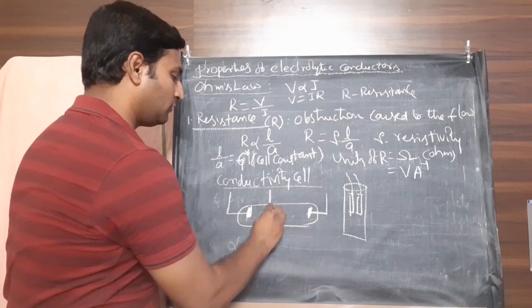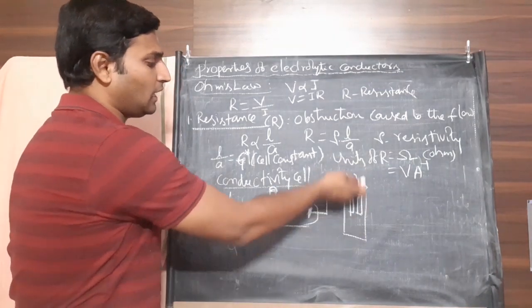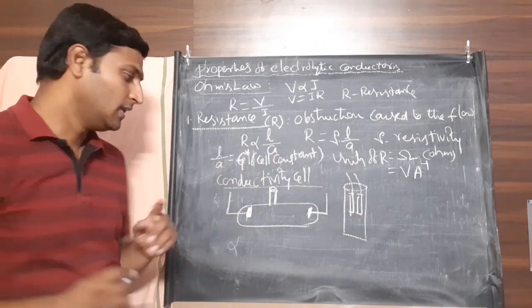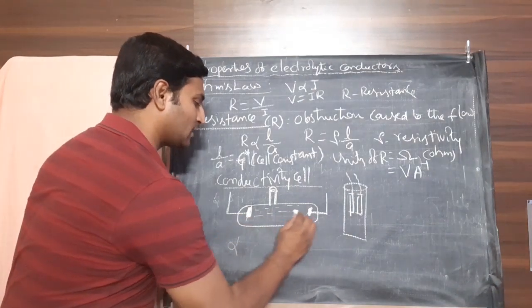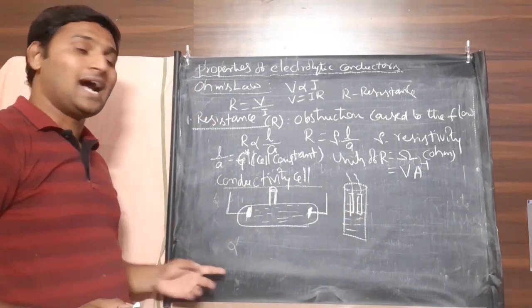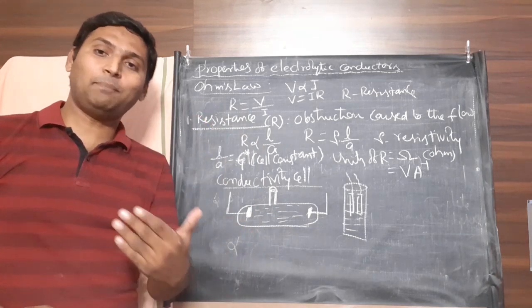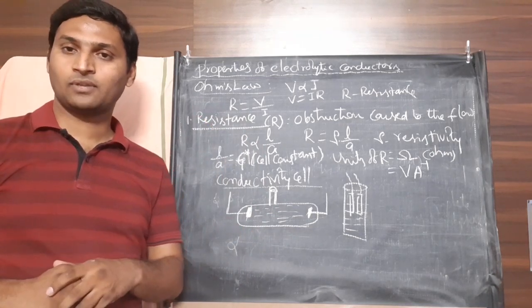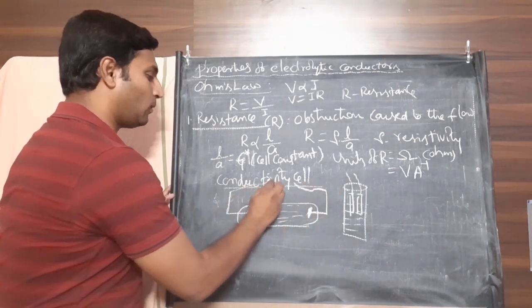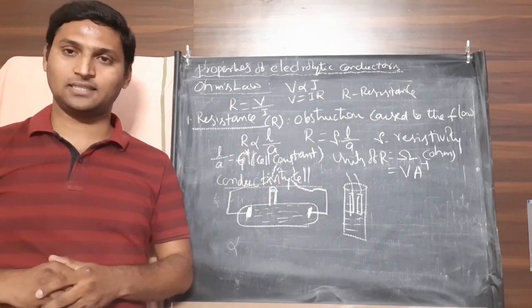Now there will be provision for filling the electrolytic solution if it is horizontal like this. If it is vertical like this, you can easily fill in the electrolytic solution. So please understand, the electrolytic solution is placed in this conductivity cell and then its resistance, conductance, conductivity, resistivity, any property is determined. These platinum electrodes are connected through a metallic wire to the circuit. So your third question is answered.